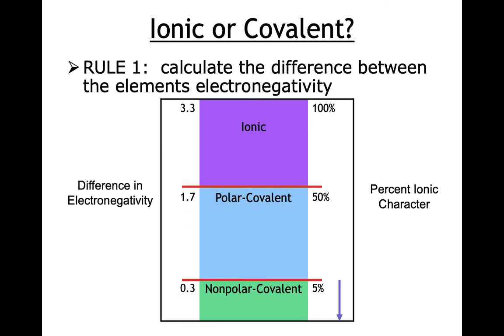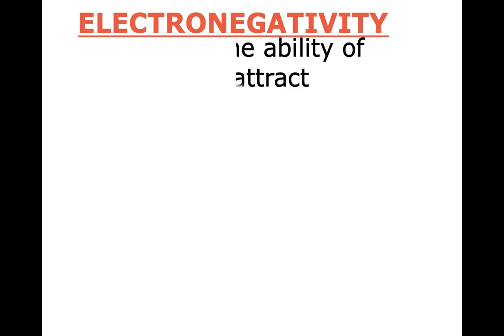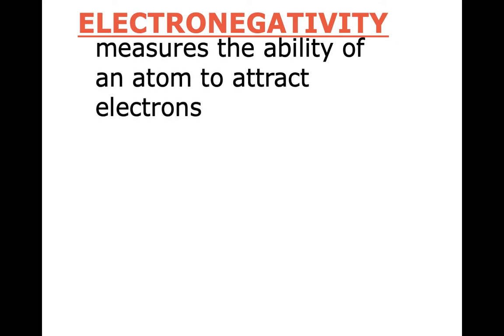If you are in this range, above 0.3 and up to 1.7, you are going to be a polar covalent bond. And then if the difference between the two is above 1.7, that's going to put you in the ionic bond category. That's one of our 2 rules. The other rule is to identify the type of atom that is bonding. We'll get to that in just a moment.